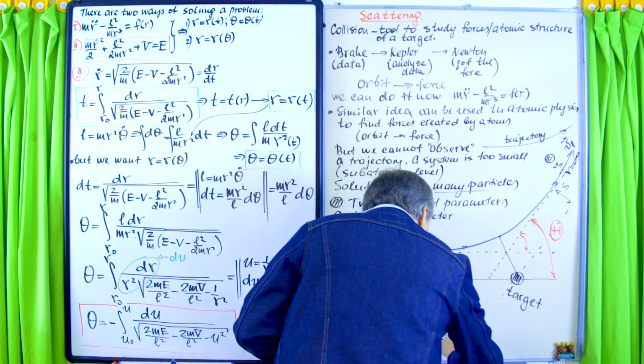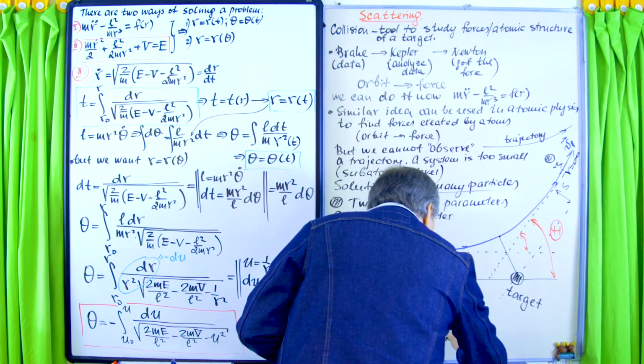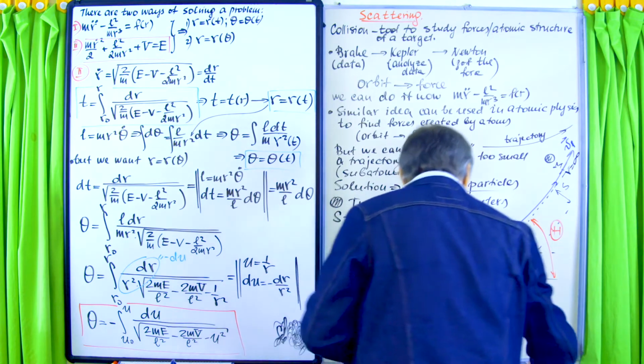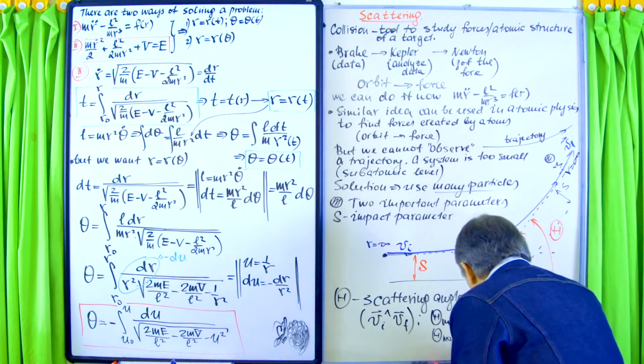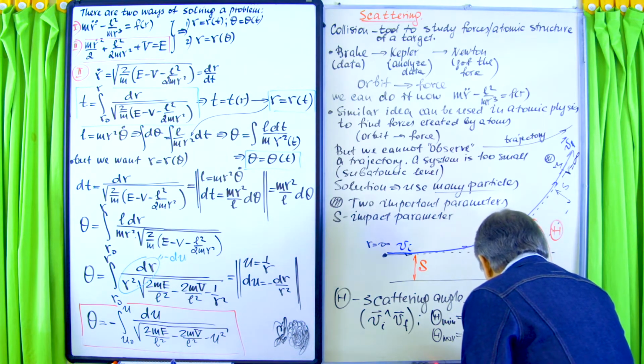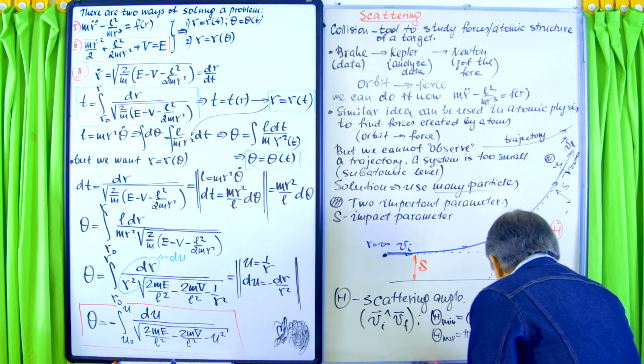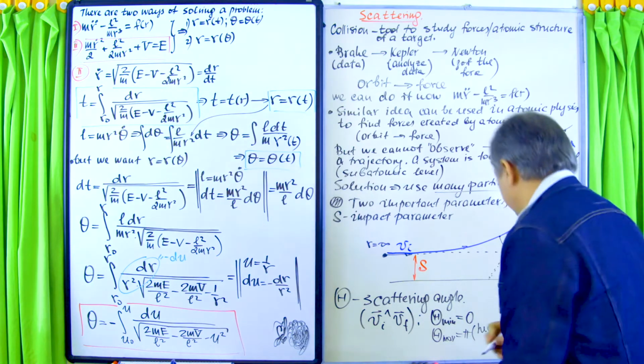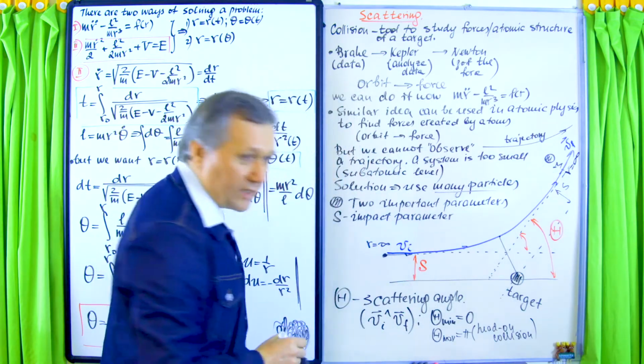Theta maximum is pi, and probably I will write for a head-on collision. For a head-on collision, right? That's pi, right?